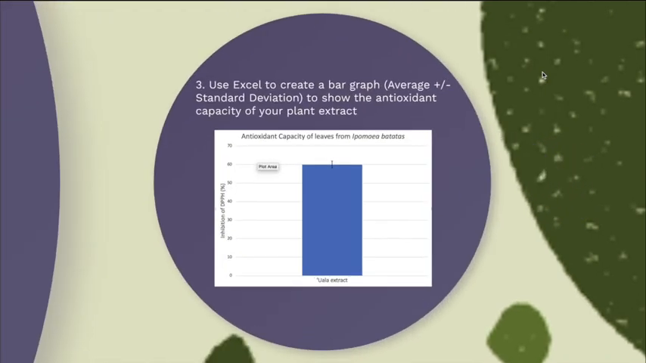Finally, use your Excel data to create a simple bar graph showing the mean percent inhibition of DPPH for your extracts plus or minus the standard deviation. Make sure to label your graph properly as shown in this example. In this case, we can see that the extract from water leaves was able to neutralize about 60% of the DPPH free radicals in solution.